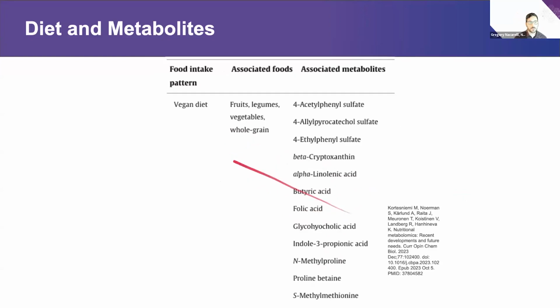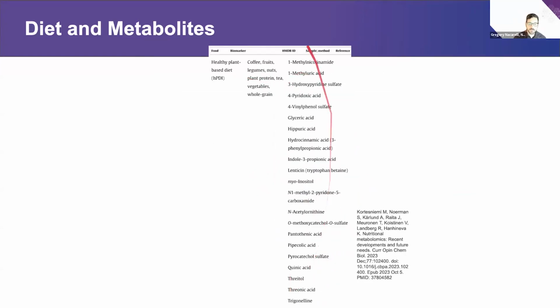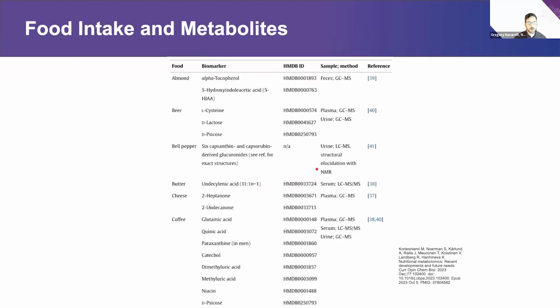A vegan diet has lots of different metabolites coming directly from the foods, like beta-cryptoxanthin, and indole-3-propionic acid from cruciferous vegetables. With a healthy plant-based diet, again, you'll see a lot of these plant-based metabolites. You could also look at individual foods. For almonds, people say you get vitamin E, and you could actually measure it: alpha tocopherol. For beer, some cysteine, some D-lactose.